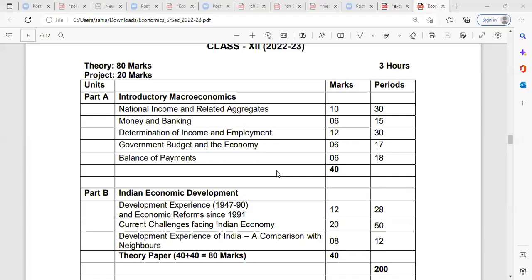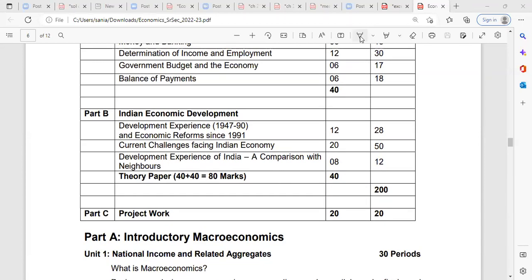Okay, so basically we are done with this chapter. From next class onwards, what will we be doing? Wait a minute. Let me just share the... Okay. So we'll be starting with the theory portion, which is your Indian economic development. We have done this unit. Now we'll start with this unit.